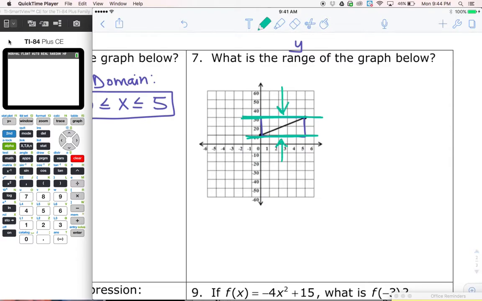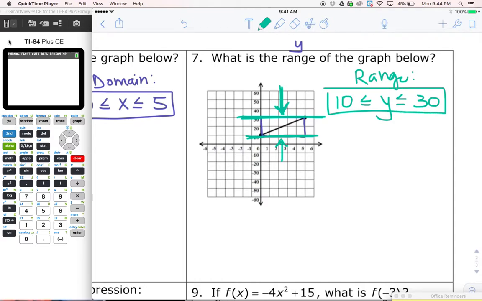The lowest point is here when y is 10. The highest point is up here when y is 30. So all the y's go from 10 to 30, right? All the y's are between 10 and 30. Again, since we don't have any open circles on our graph, we're going to use less than or equal to symbols for both. And that is our range.